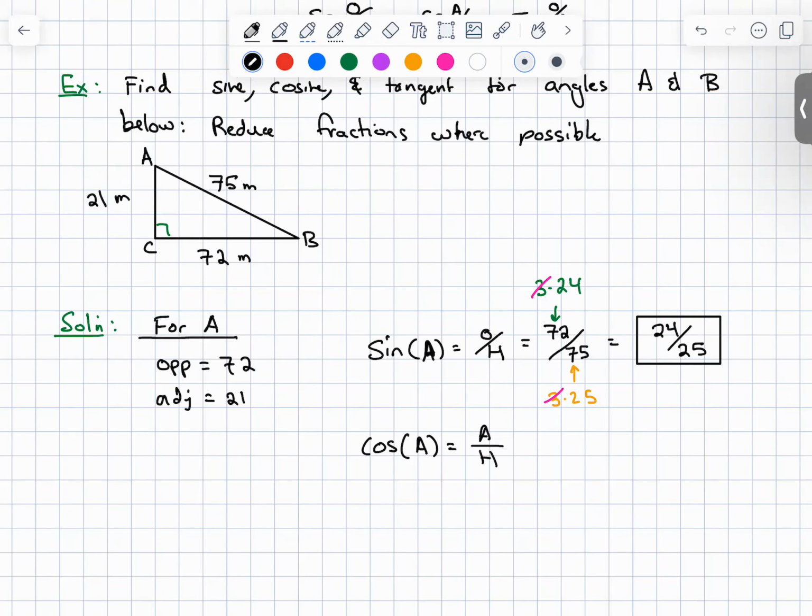Adjacent over hypotenuse for cosine. Sorry for the sidetrack. Cosine, the CAH of SOHCAHTOA. So adjacent in this case for angle A is 72 over the hypotenuse 75. I should probably write hypotenuse as well. Hypotenuse is 75. 72 over 75: 21... I mean, 72 and 75 are both divisible by 3, since 7 plus 2 is 9 and 7 plus 5 is 12. If you plug it in your calculator, you should get 24 over 25.